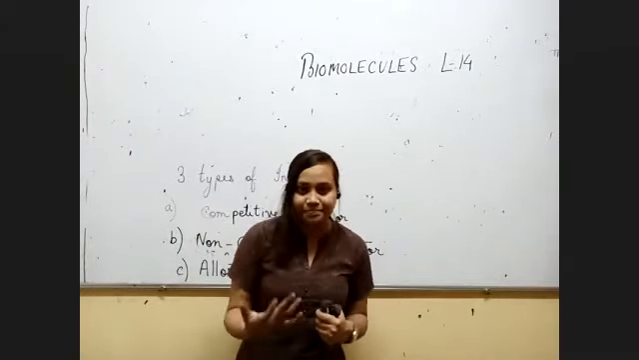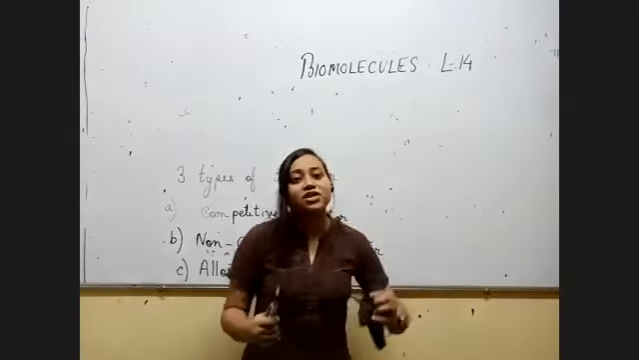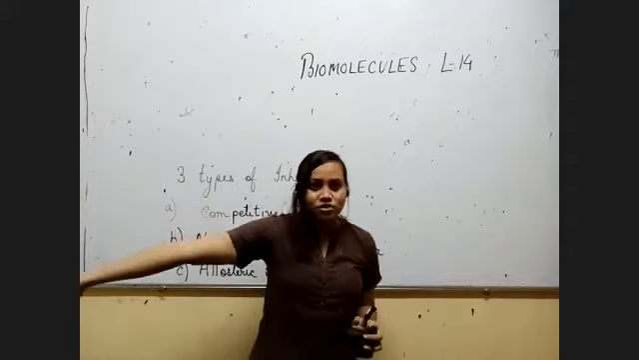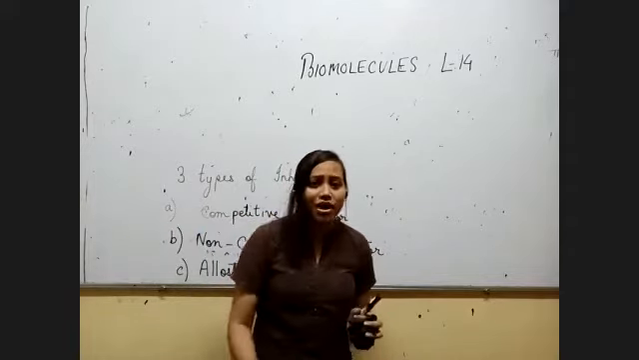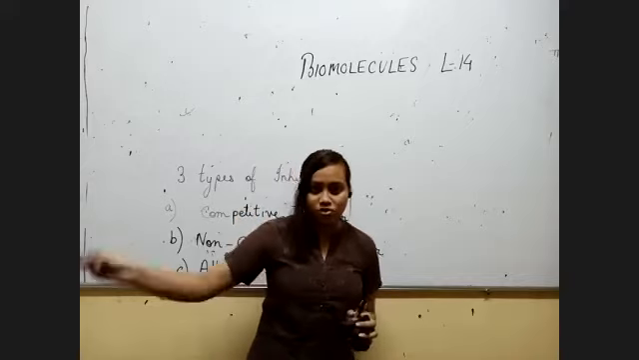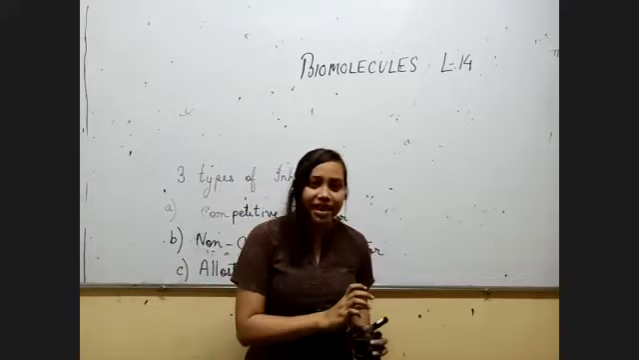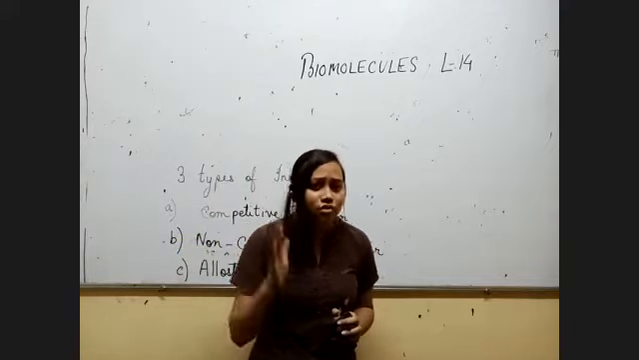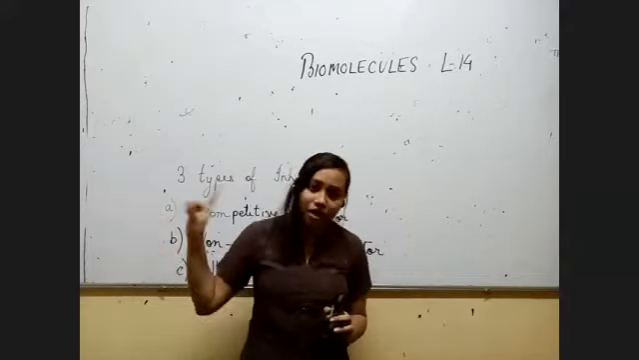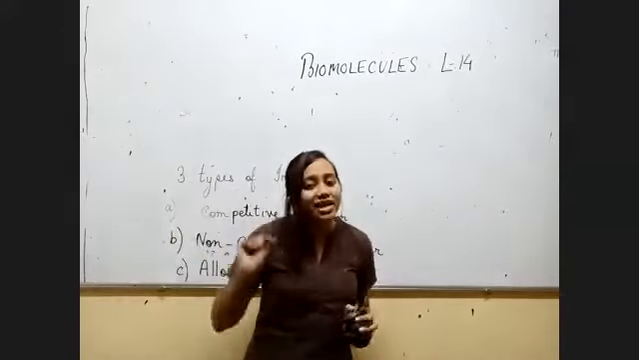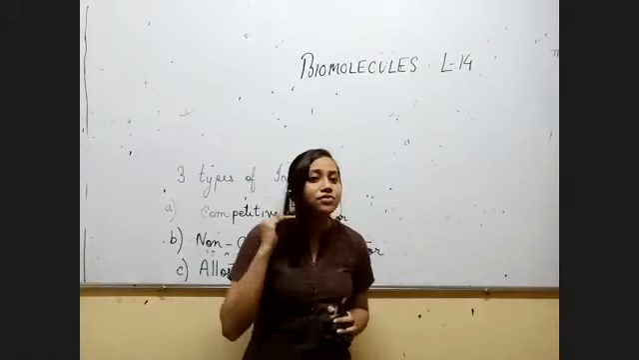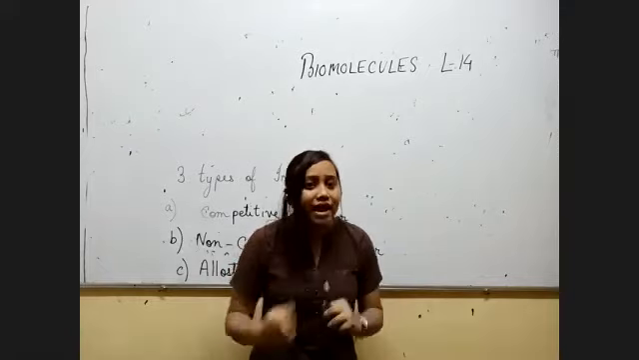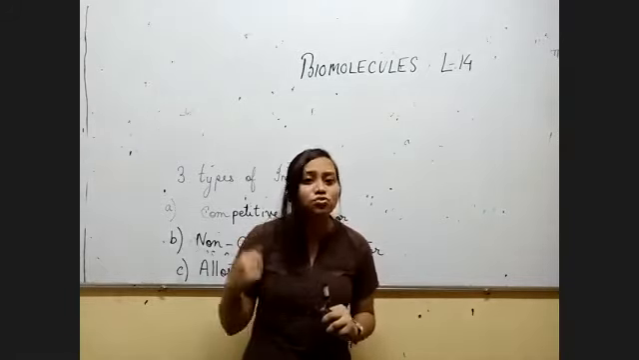But what happens in case of competitive inhibitor? Another substance which has the same structure like that of the original substrate will come and bind to the active site of the enzyme. As a result, what will happen? The active site is blocked. So now the substrate cannot bind to the enzyme.